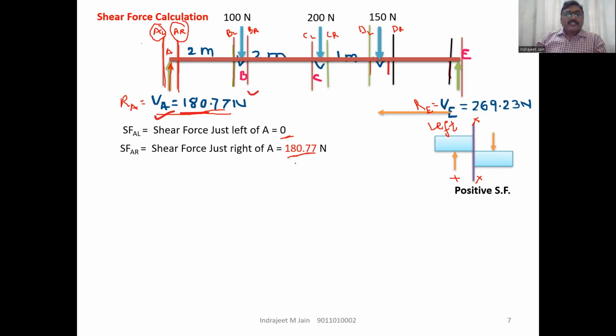Clear? After this you go to the next section, that section is B left. Before this we saw A right and now it will be B left. Between A right and B left there is no loading. The force on the left of this is the same as on the left of B left. So your value will remain the same, as there is no change in the forces on the left of B left as well as A right. Clear?